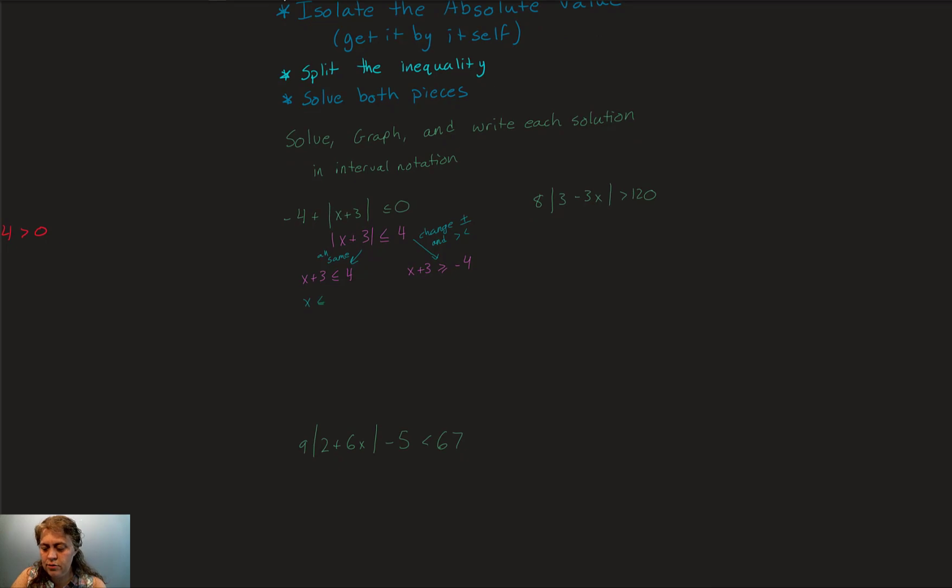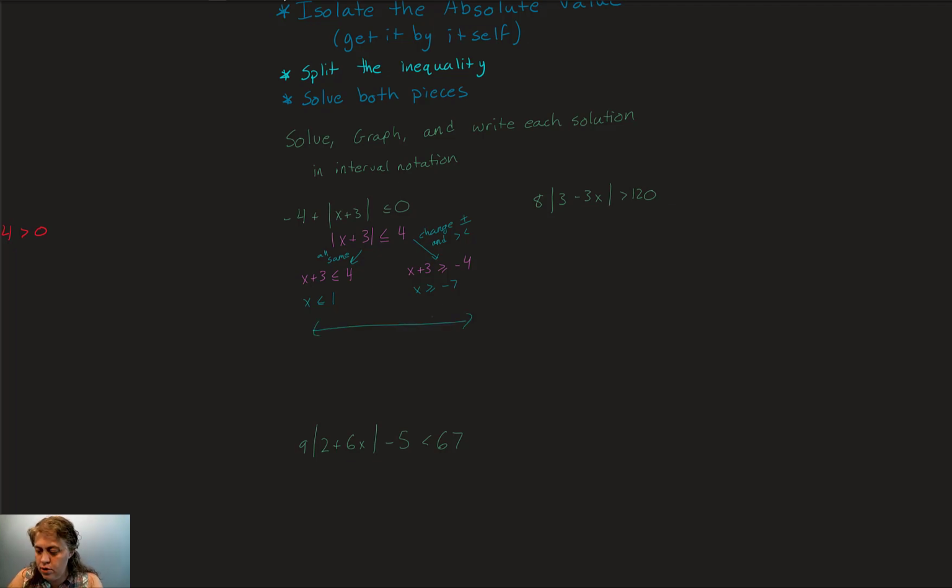x is less than or equal to 1. And x is greater than or equal to negative 7. The reason why we always do these on a number line first is because then we figure out whether or not we've got two things that are pointing towards each other or two things that are pointing away from each other. And so we're going to throw this on a number line.